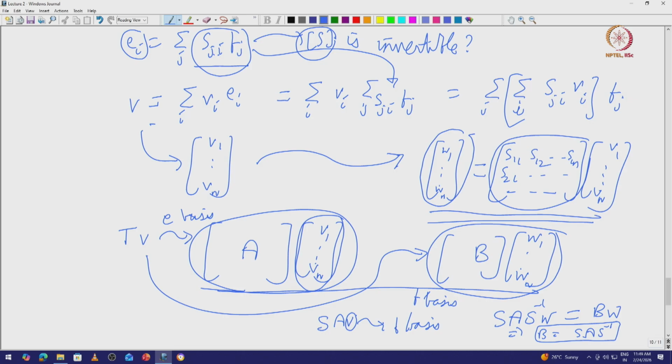This is very crucial. If you change your basis, the matrix will change like this. This is called a similarity transformation between matrices. A and B are said to be similar if this happens, if they represent the same linear map but in two different bases.